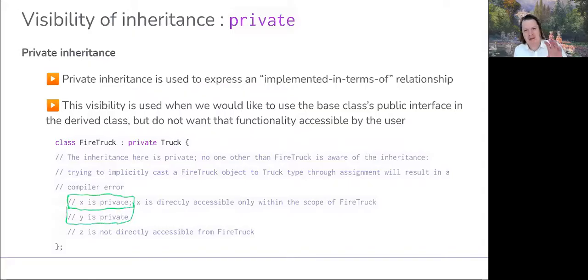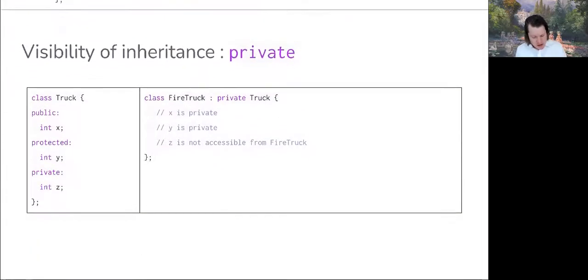And notice that if we were to have, say, a class baby fire truck inherit from fire truck, we wouldn't have direct access to these because, again, this is private and it's not going to be accessible to any derived classes. Z, again, is the same as before. We can't interact with it directly because Z is private to the base class. To interact with that, we'd have to go through the public or protected member functions that have been afforded to us by truck.